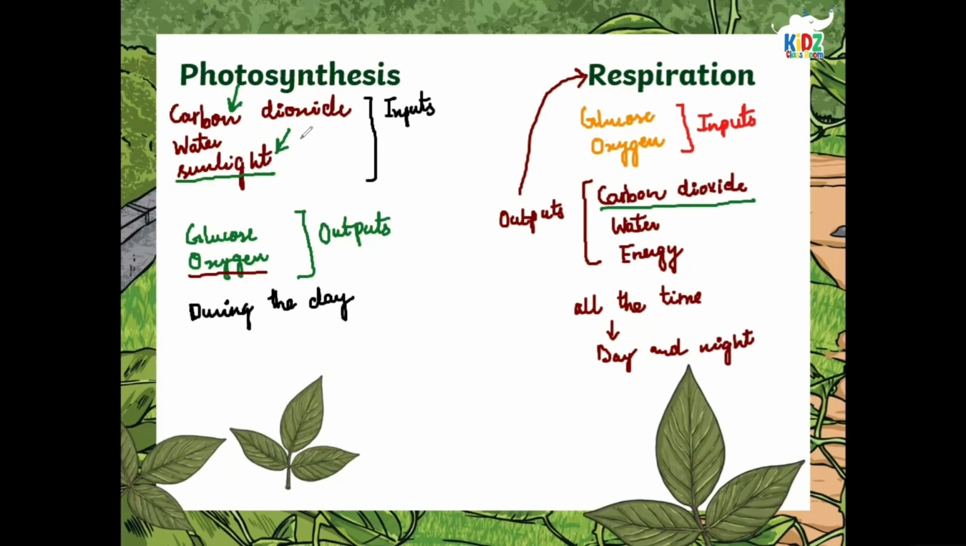So today we learned about the essential process of respiration in plants and how it differs from photosynthesis. Remember, even though plants don't breathe like us, they still need oxygen and energy to survive and thrive. So keep observing plants around you and think about all the amazing processes happening within them. I hope you understand photosynthesis and respiration.